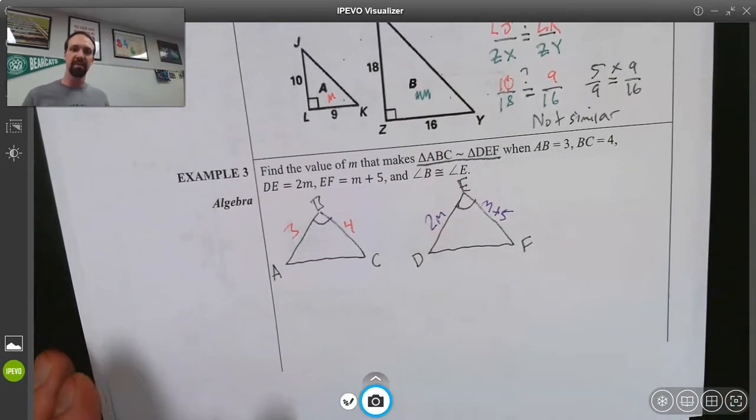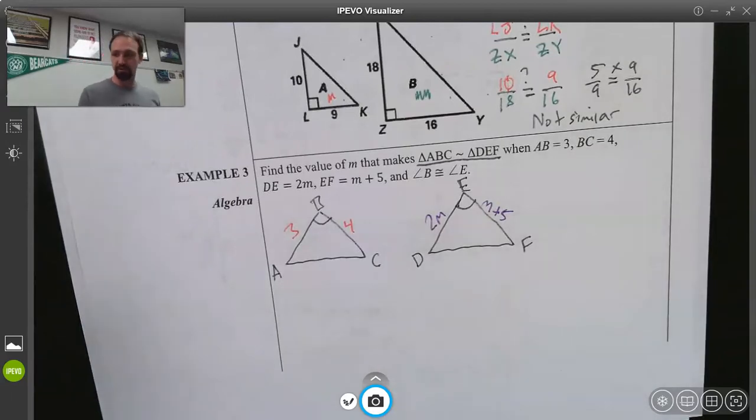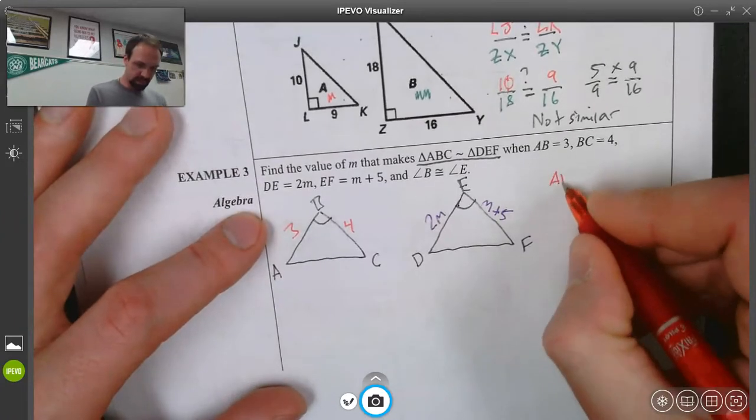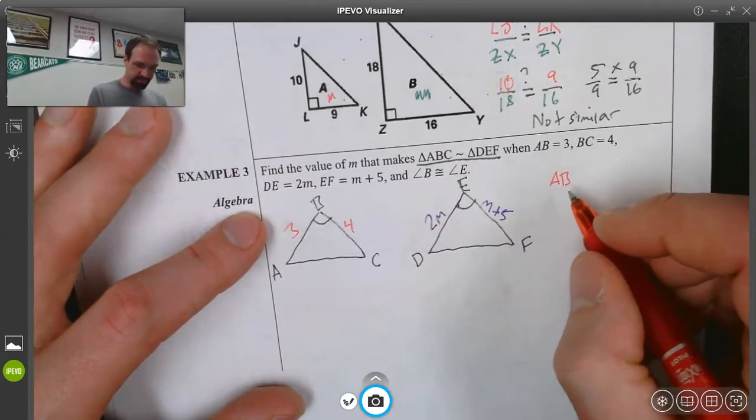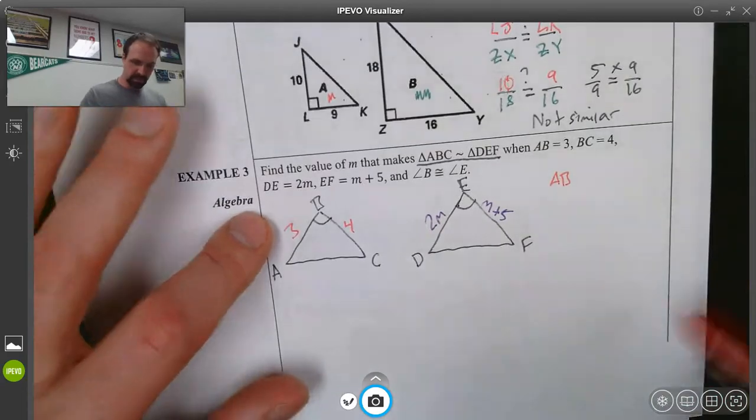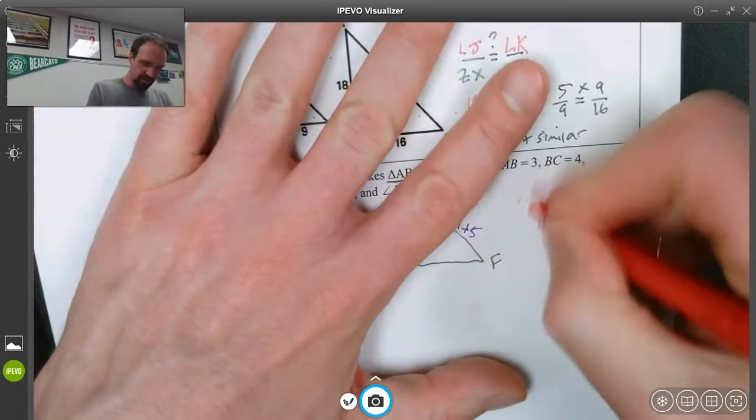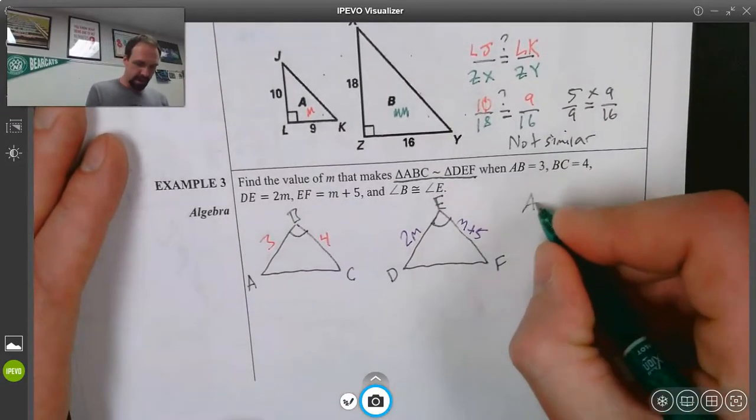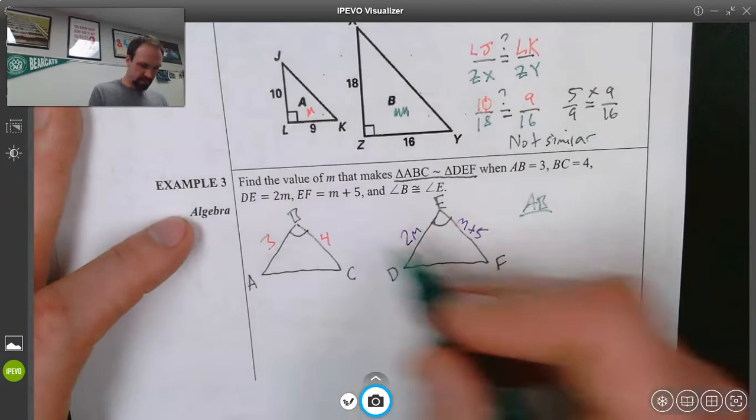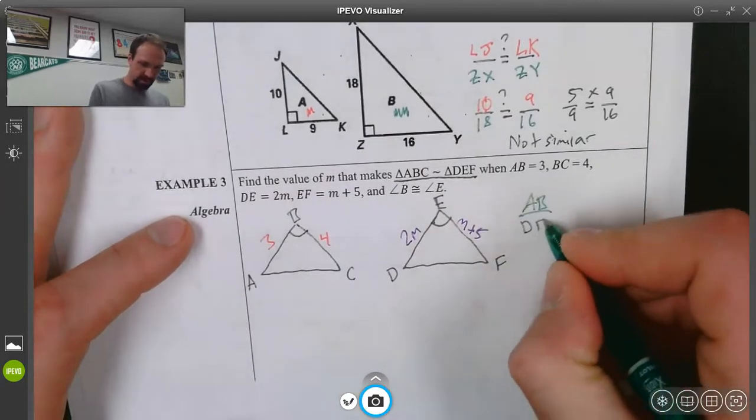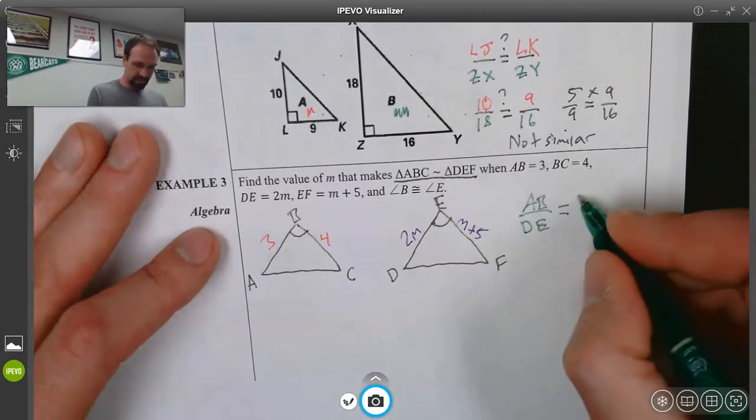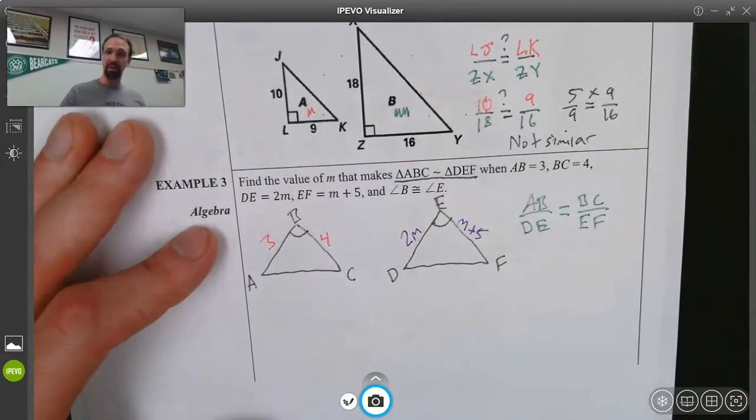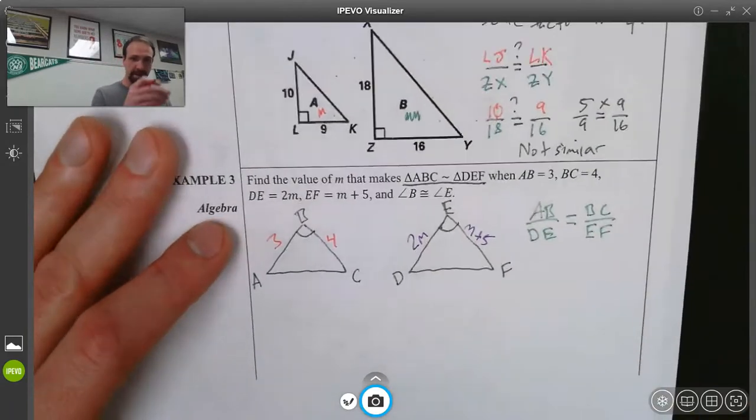So what it wants us to do is set up the proportion so that this is true. Well, remember when we set up the proportion, we have to set it up so that AB, I'm going to use a different color entirely just to set this up so we can see it. So I have AB over DE is equal to BC over EF.